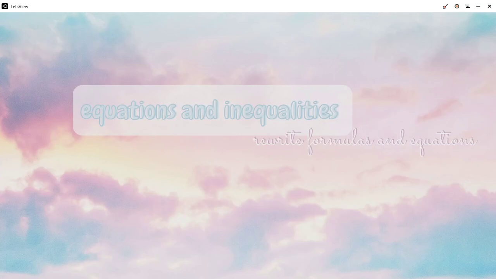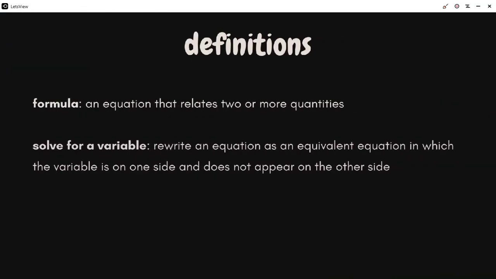Today I'm going to go over the fourth section, which is rewriting formulas and equations. So here are some definitions. A formula is an equation that relates two or more quantities. A lot of formulas that people know are like volume, so like length times width times height and stuff like that. And then solving for a variable is rewriting an equation as an equivalent equation in which the variable is on one side and does not appear on the other side. So that's basically what we're going to be doing today.